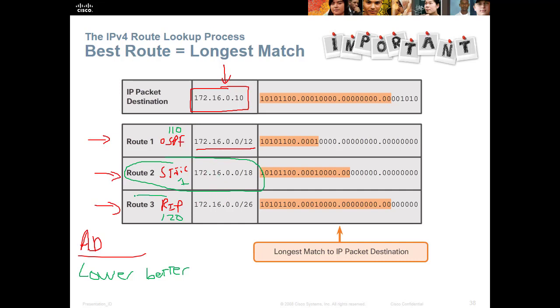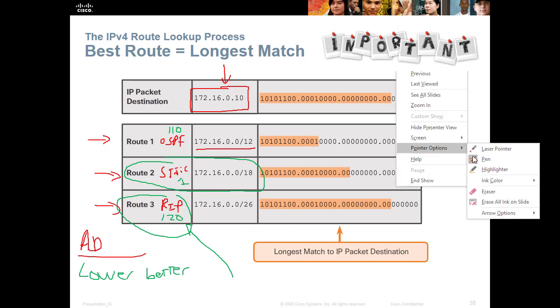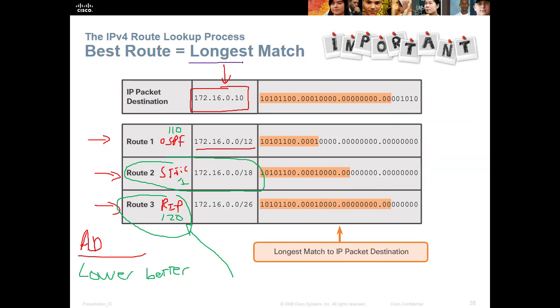What's actually used? The RIP route. But it has the worst AD of them all. It's the least trustworthy. It's horrible on the trustworthiness scale. And yes, it is. So why does it win? Why does the worst route actually win? Because what we're talking about here is called longest match.